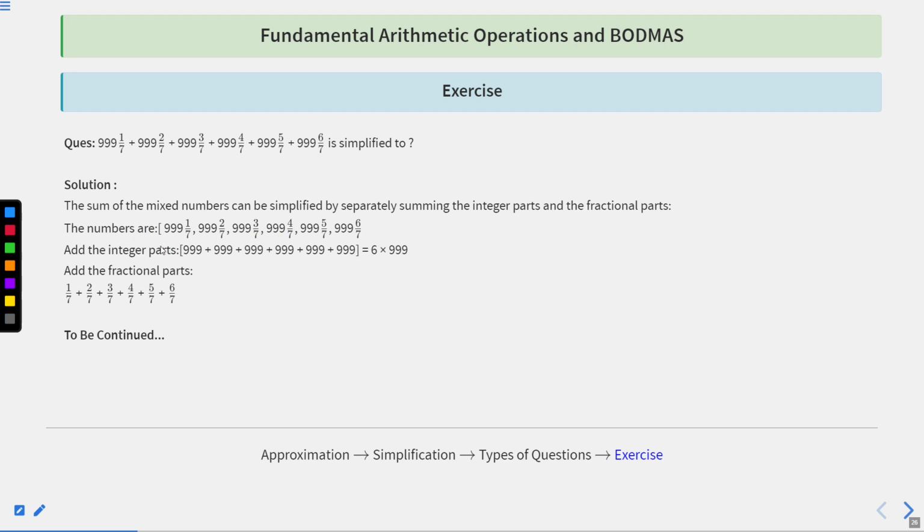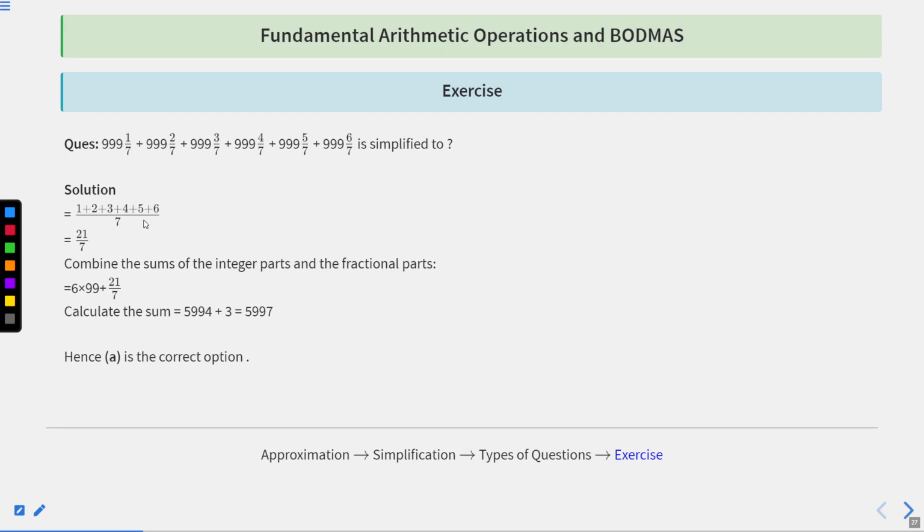So for the numbers 999 and 1/7, 999 and 2/7, 999 and 3/7, up to 999 and 6/7, we are going to separate the integer parts and the fractional parts. Add the integer parts, which will be 999 added 6 times, which is 6 into 999, and add the fractions separately like this, which is done here.